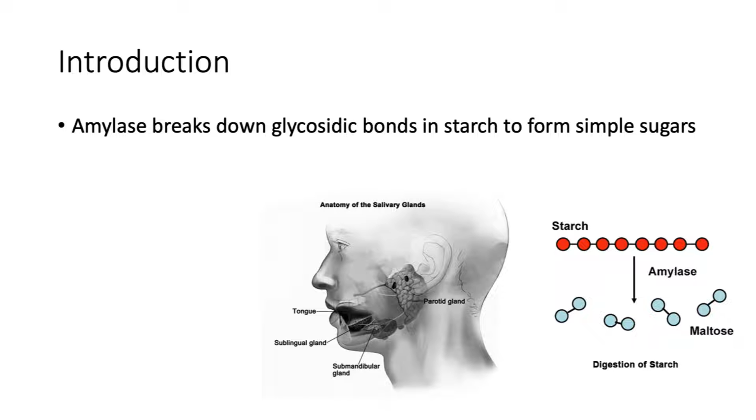So just by way of brief introduction and reminding you, we are going to be dealing with amylase, which is an enzyme that breaks down glycosidic bonds in starches in order to form simple sugars. Okay, and the primary sugar that's formed is actually maltose, which is a disaccharide. So you can see here that starch is broken down. The alpha glycosidic bonds are broken to form maltose.